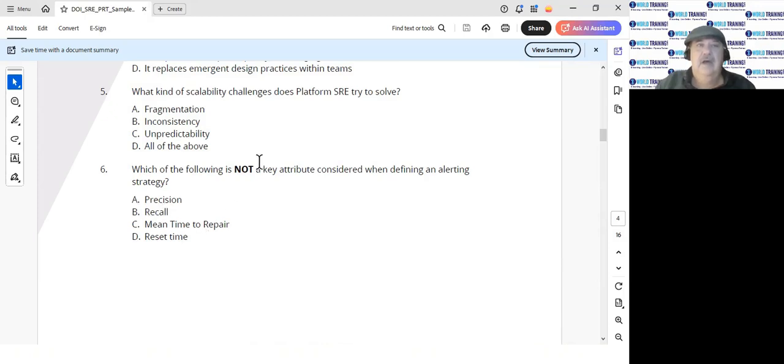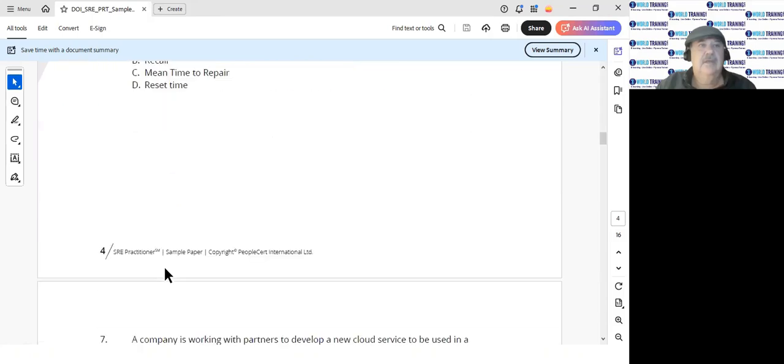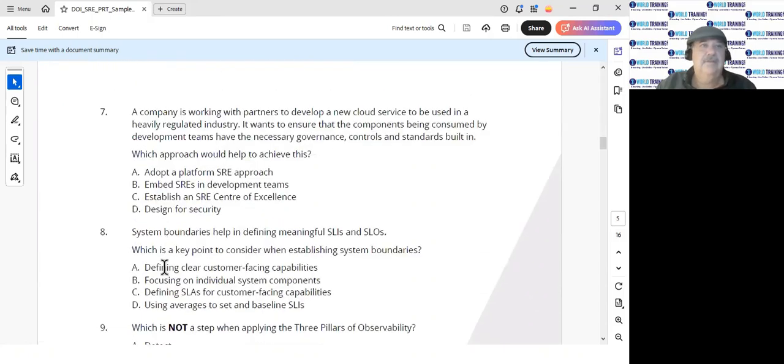Okay, that's definitely not a key attribute for defining. It's maybe one of the metrics, but it's not an attribute for defining an alerting strategy. It might be something that you would alert with, but it's not something you're using to define. And reset time, certainly the time it takes to reset an alert. So A, B, and D are good answers. C is not, so the best answer is C. And indeed, that's what it says on the answer sheet. I have a copy offline on the answer sheet, so I'm cheating a little bit.